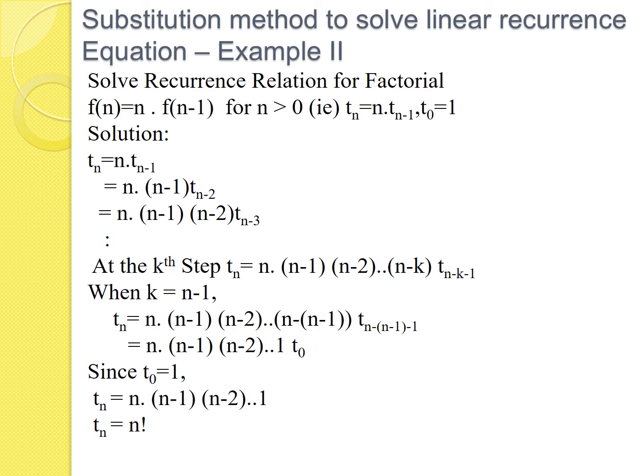Substituting the value of k by n minus 1, we get the value of t suffix n as n multiplied by n minus 1 multiplied by n minus 2 extends to 1 multiplied by t 0. Since t suffix 0 equals 1, t suffix n equals n factorial, which is the time complexity function of the factorial algorithm that makes a recursive call to itself.